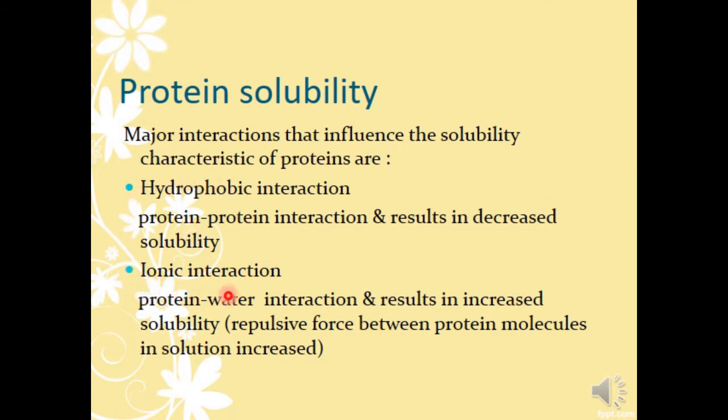Secondly is ionic interaction. Ionic interaction normally occurs between protein and water, and water is a very powerful polar solvent, so it results in increased solubility of the protein. So if the major interaction is hydrophobic, it means the protein solubility decreases. If the major interaction is ionic, it means high solubility.